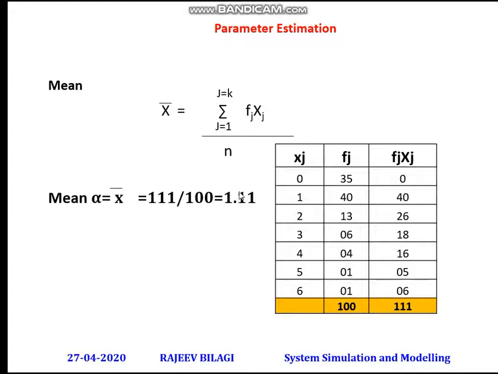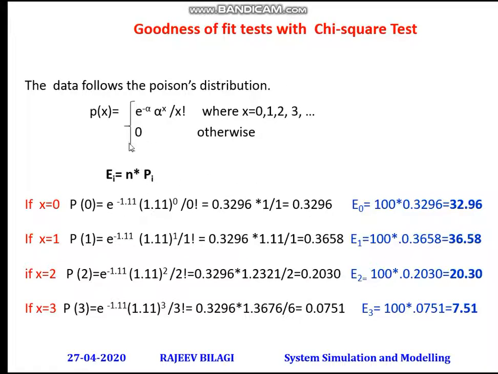So now after calculating the value of x bar, I have to find out p of x equal to e to the power of minus alpha, alpha to the power of x, divided by x factorial. This is what we talked about in the Poisson distribution. But again for the exponential distribution, there is another one. Now ei equal to n times p. So here e to the power of minus alpha, alpha to the power of x. In the first case, we have to substitute alpha equal to 1.11, which we calculated by the parameter estimates. In the second question, he has directly given alpha equal to 1.